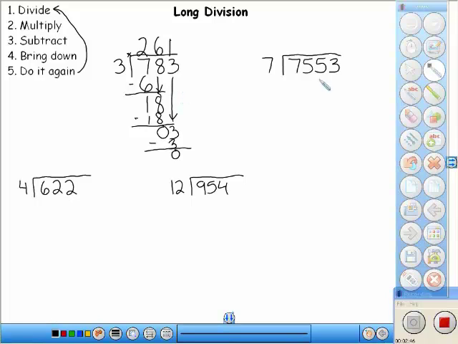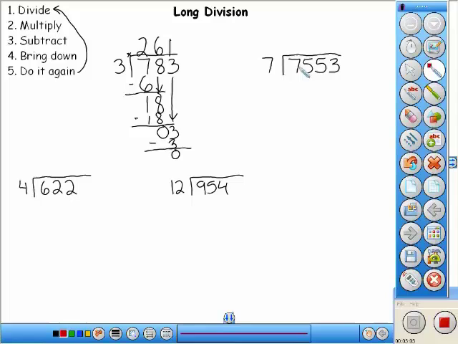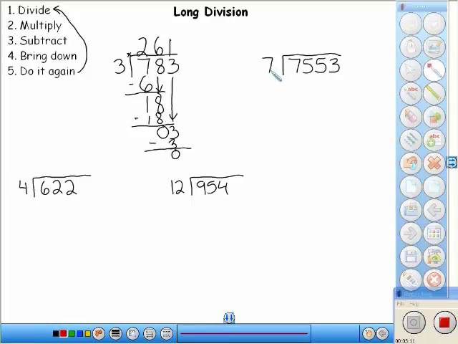Okay? Let me go ahead and change colors here and see if that makes it a little easier to see. We're going to go ahead and use red now. So let's look at this one here. Again, it's a little bigger problem, but that's okay, because it's the same steps. So we're going to say our first step is to divide. How many times does 7 go into 7? 1 time. All right? Then we're going to multiply.